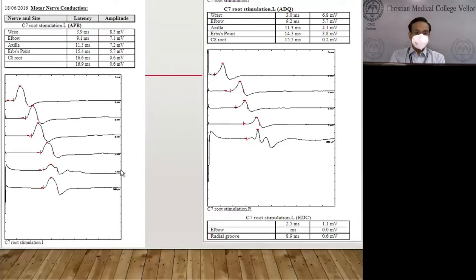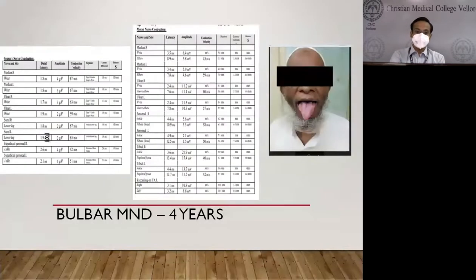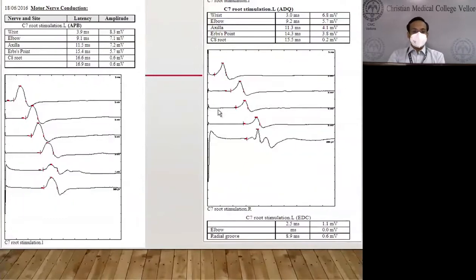So this is at 1 millivolt, and subsequently, sir has then looked at it at 500 microvolt. So it's the same, from the same C8 root. So this is one nerve. He was able to demonstrate such changes in the other nerves also, in ADQ and APB.